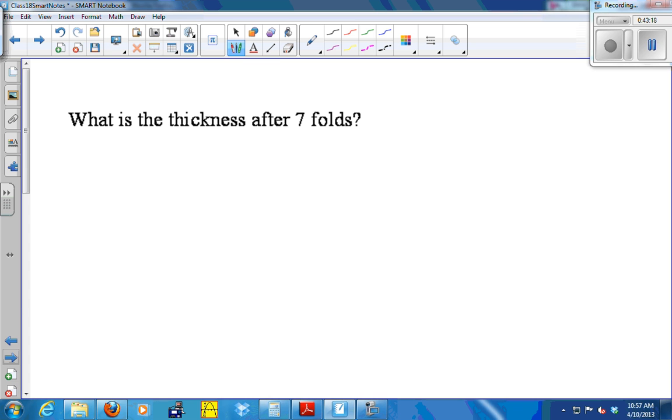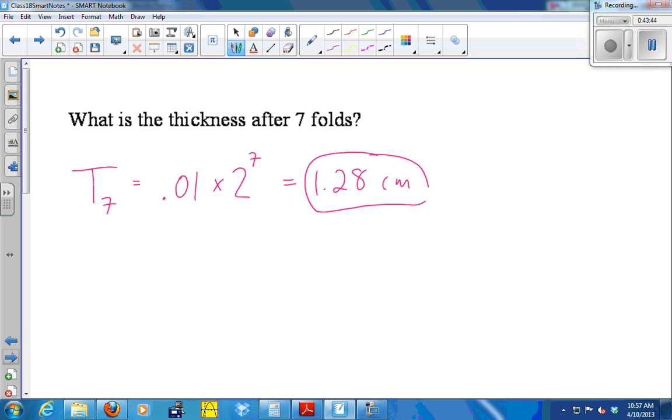All right, so we have recursive and explicit formulas. What would the thickness be after 7 folds? So T sub 7. I could continue my table, or I could use my explicit formula and do 0.01 times 2 to the 7th. 1.28 centimeters, right? That's what I'm measuring in. 1.28 centimeters. So not that thick for 7 folds.